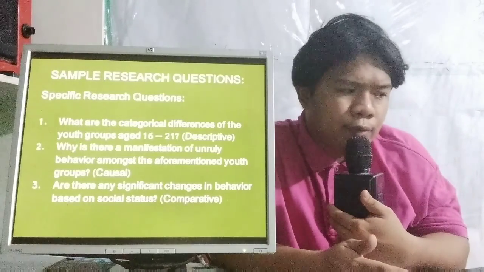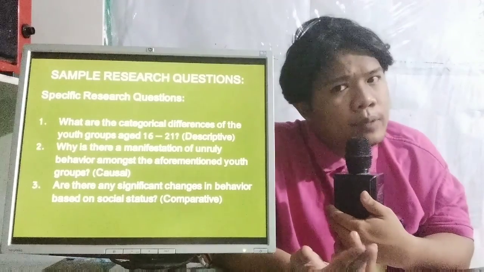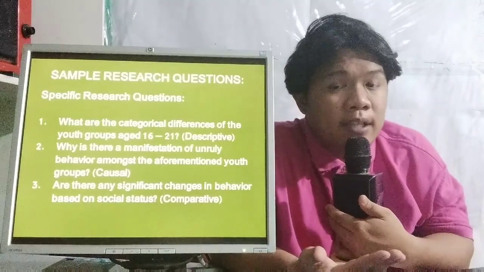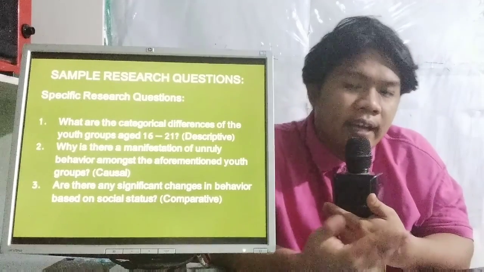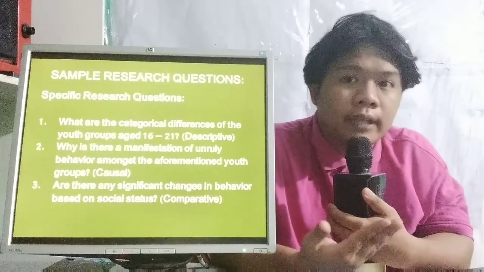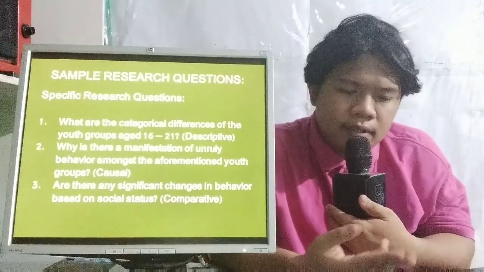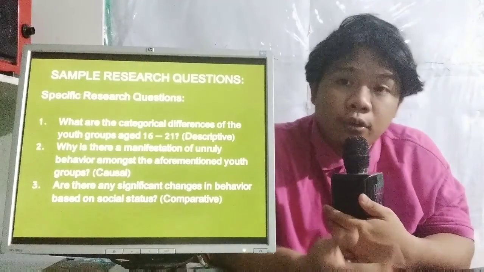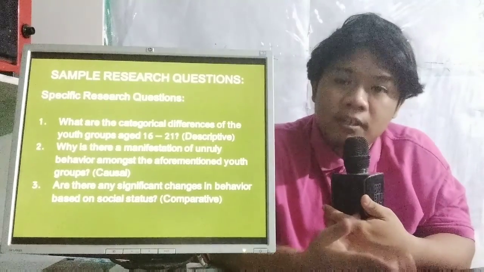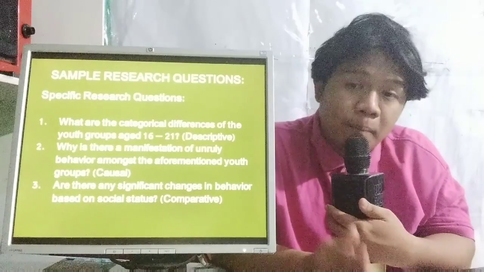Why is number 1 descriptive? Because basically I just asked the question, what? Therefore, I want to provide myself with background information. I think that the necessary substantial background information that I need for my research is to determine the categorical differences of the youth groups aged 16 to 21. So that's one backgrounder for my sake.